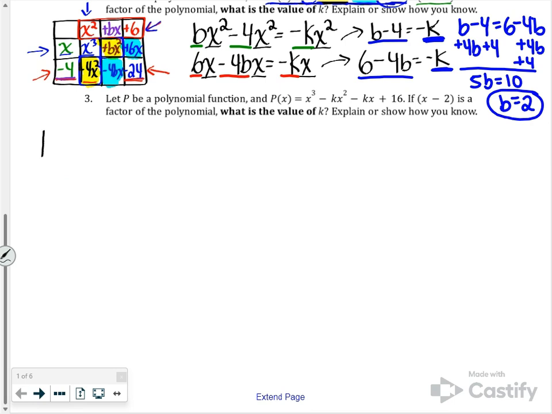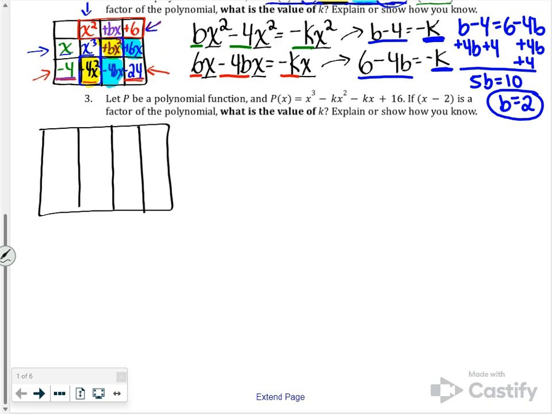So we are going to make our box. We're going to divide out the known factor. So the known factor has been given to us as x minus 2. So x minus 2 goes in this box. I can start building the polynomial. I know x cubed goes here. I also know that plus 16 is going to go here.